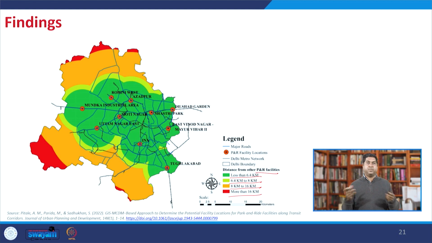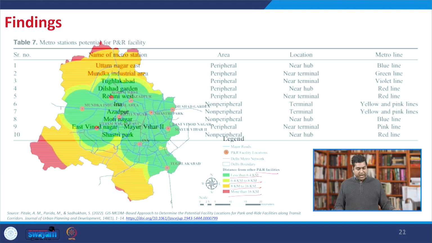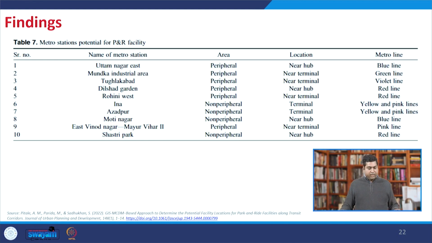So, with that particular weighted score, the maximum score that we obtained for this top 10 stations among all the metro stations that we have considered are Uttam Nagar East, Mundka Industrial Area, Tughlakabad, Dilshad Garden, Rohini West. So, these are all stations which are in the periphery, and they are found to be effective.